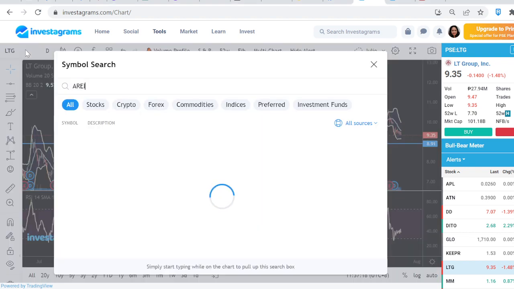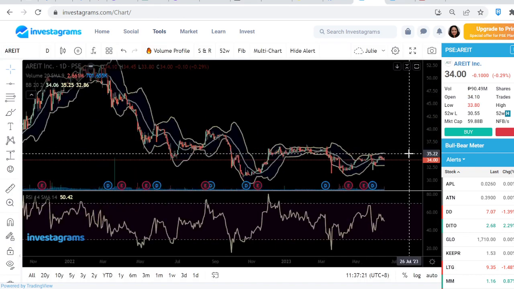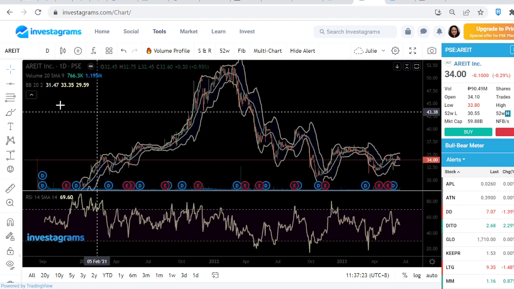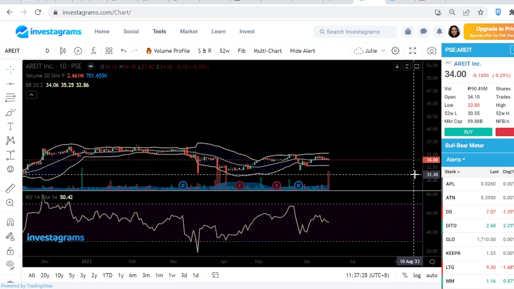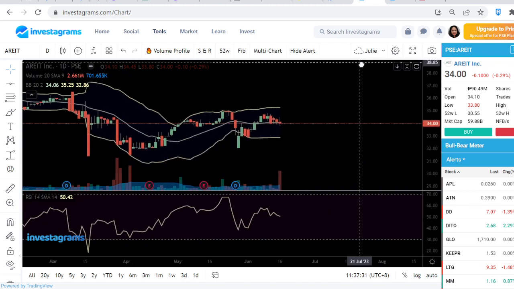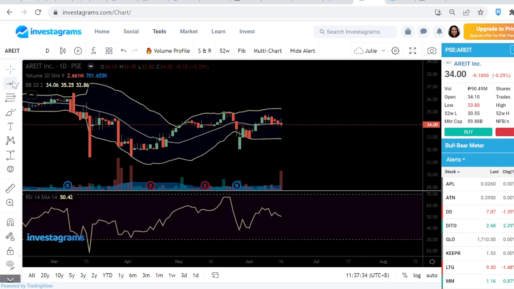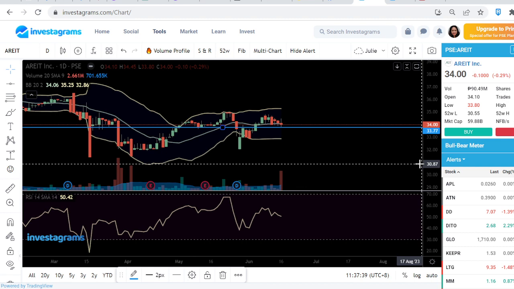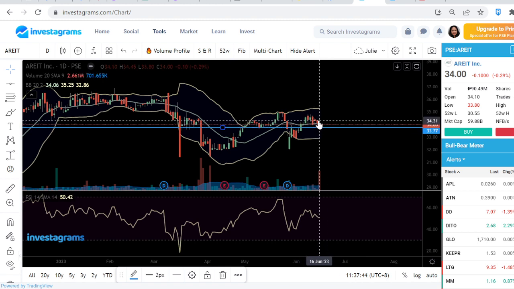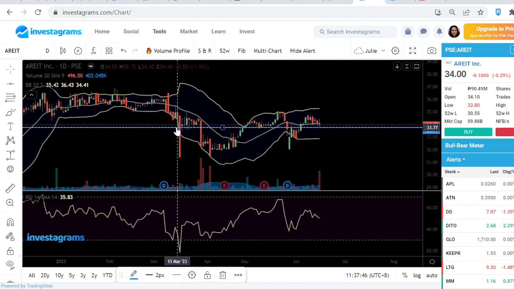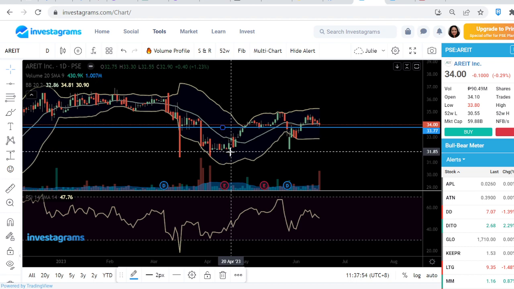AREIT, another REIT company, consistent na nagbibigay ng dividend. Ito rin, similar to LTG, binigyan tayo ng chance na makuha ito at a cheaper level. So, ito siya, nasa support siya ngayon. Yung support niya ay nasa 33.77, nasa MA20 area, if you notice. So, kahit may slight overshoot yan below, may other evidences that would give you stronger conviction na, okay, ito na nga ang possible support.